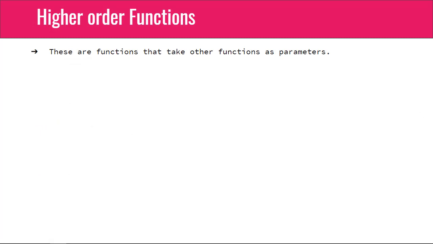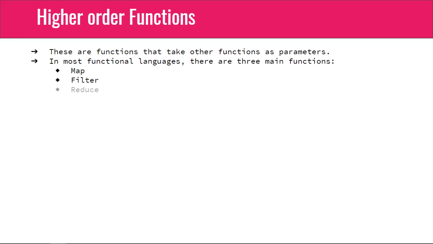Higher order functions are the functions that take other functions as their parameters. In most functional programming languages, there are 3 main higher order functions. These are map, filter, and reduce. Python supports all 3 operations in 3 different functions. Map function is used to convert a collection into another type of collection.